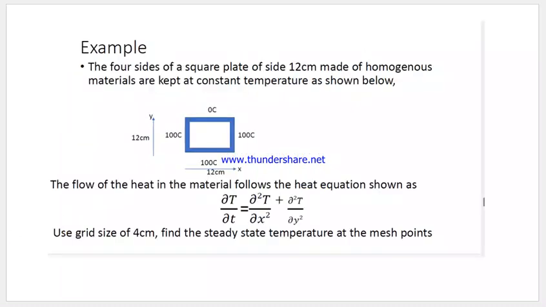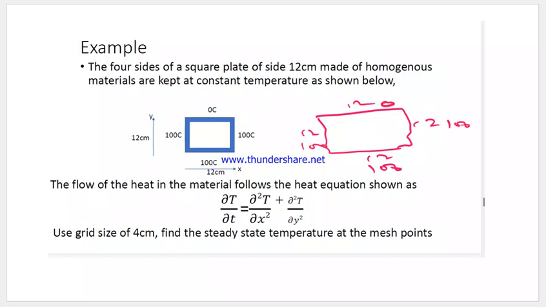So let's look at an example. The example given here is that the four sides of a square plate of side 12 cm, made of homogeneous material, are kept at constant temperature as shown below. So this is the material, and it has sides of 12 cm each. Everywhere is 12, 12, 12, and 12. And they keep the sides at constant temperature. Below here is 100, 100 here, 100 here, and the top here is 0.